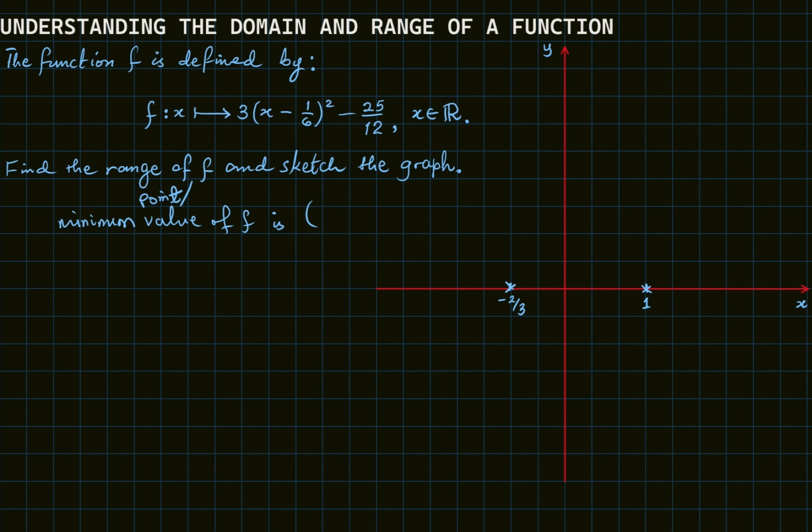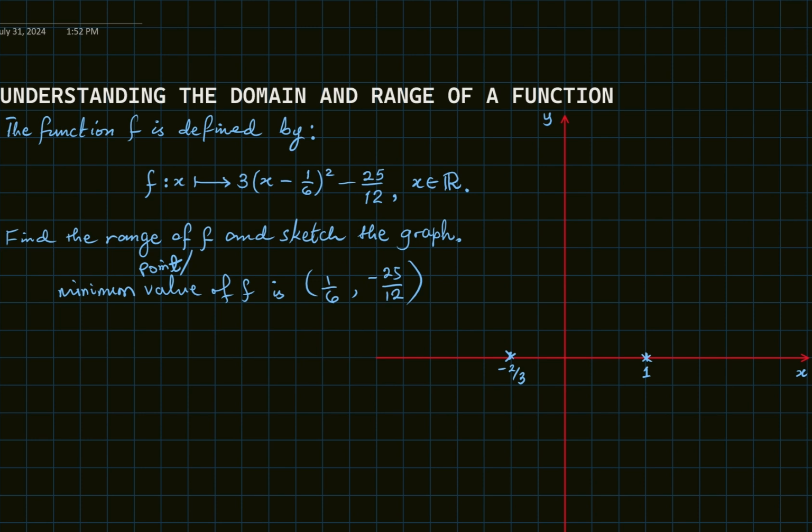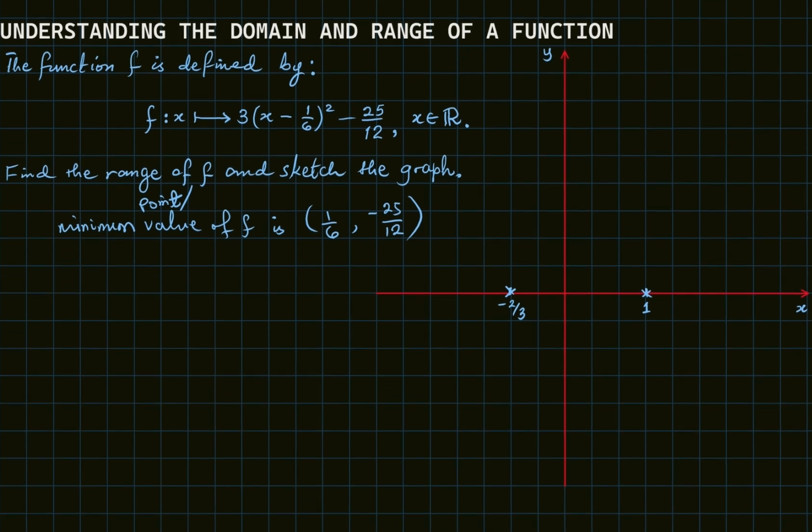So the minimum value will be x equals 1 over 6 and y equals negative 25 over 12. This is where the minimum will be. And remember, you see that I wrote 1 over 6 as positive here on purpose. So even though this is negative, you should change it to positive. And this one you don't change at all, you write down exactly the way it is.